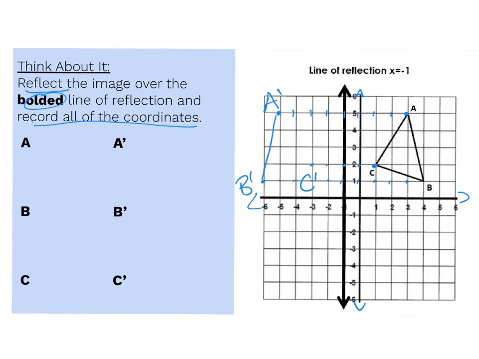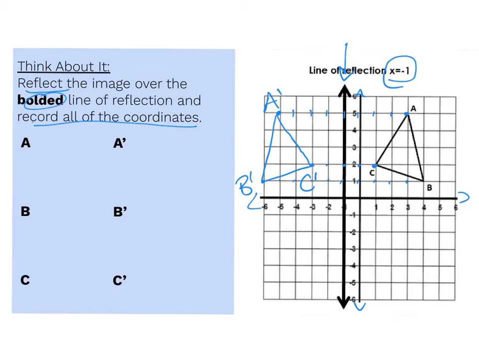I'll do my best to connect my points. Oh, where's C prime? Here. So here is my image after reflecting it over this line of reflection. This line of reflection is at x equals -1.